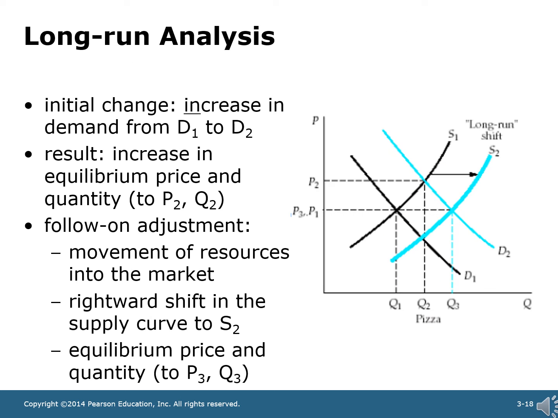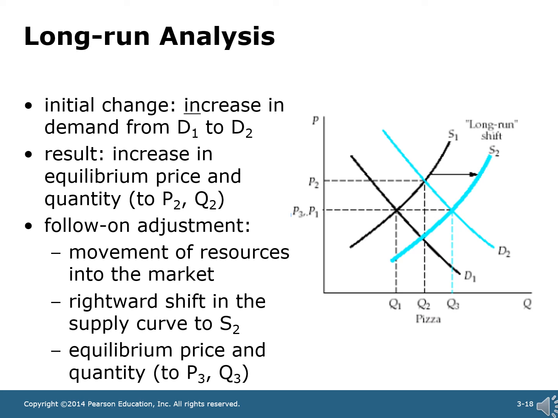Now let's go back to the market for pizza in the long run. Our initial change was shifting the demand curve to the right, moving from D1 to D2. So remember what that did: it increased the price from P1 to P2 and increased the quantity demanded from Q1 to Q2. So now we have pizzas being sold at higher prices, but we see more pizzas being sold on the market.